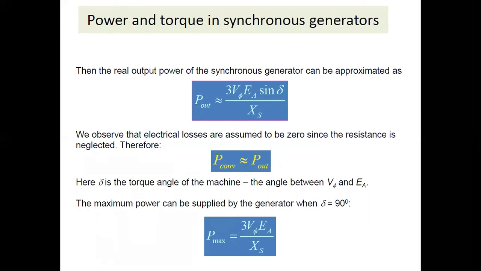machine power. Delta is the torque angle of the machine, and it is between the terminal voltage and the induced EMF. For the maximum, that is when power will be the maximum, its value is equal to 90 degrees. So if you put delta equal to 90 in the first formula of P_out, we will get the maximum power. So 3 into V_phi into E_A divided by X_S.